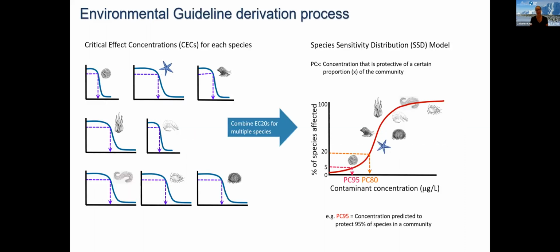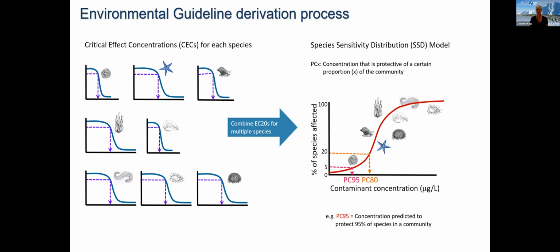As all species have different sensitivities to contaminants, we obviously need critical effect concentrations from a wide range of species to best represent the response for that given community. So the environmental guideline derivation process combines all that data from multiple species into what's known as a species sensitivity distribution model, or SSD model, as shown on the right. From this SSD, protective concentrations are generated. These are the concentrations predicted to protect a certain percentage of species within a community. So for example, a PC95 is predicted to protect 95% of species in that community.